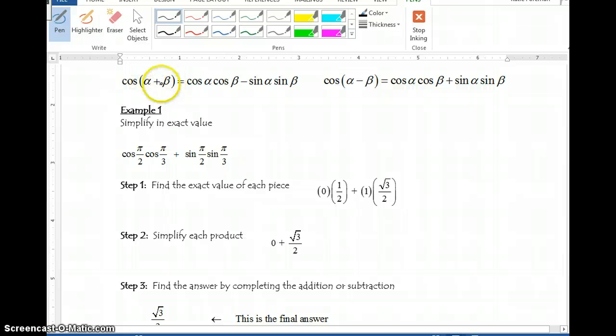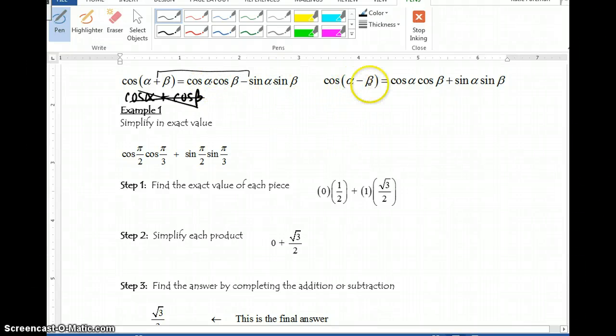If you're adding 2 angle measures together, you can't simply distribute the cosine function, right? It's a function, it's not a number. So take the cosine of the first angle measure, the cosine of the second angle measure, change the operation from the original, sine of the first angle, sine of the second angle, and then we multiply these individual values.